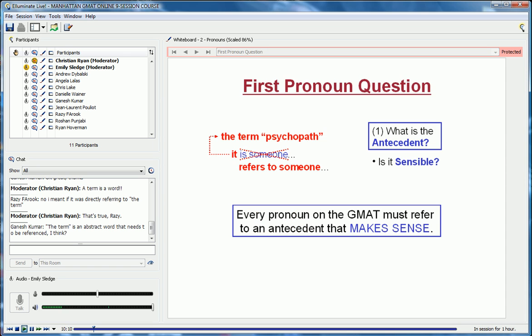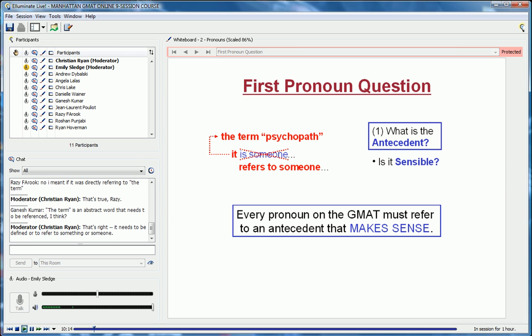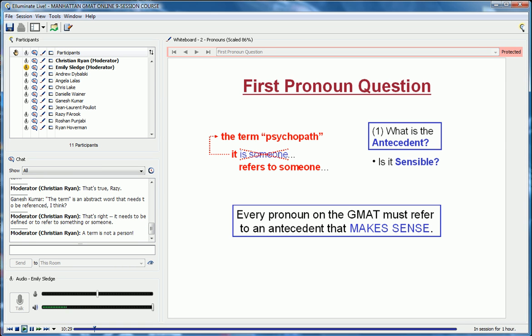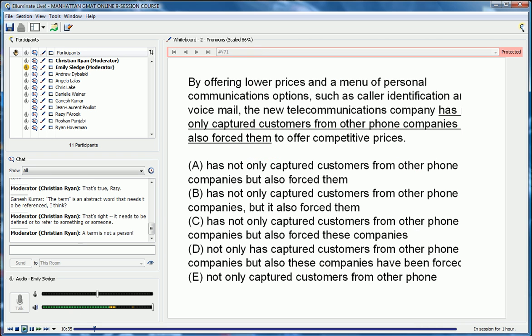And that's our issue. So that's what we basically do every time you see a pronoun used, certainly in a choice. Go find the antecedent. You want to test whether it's sensible. The best test for that is read that antecedent back in place of the pronoun. Does it make sense to say the term is someone? It makes sense to say the term refers to someone, because the term is not a person. Okay, and so that's pretty straightforward once you spot that noun. Let's see another example here.